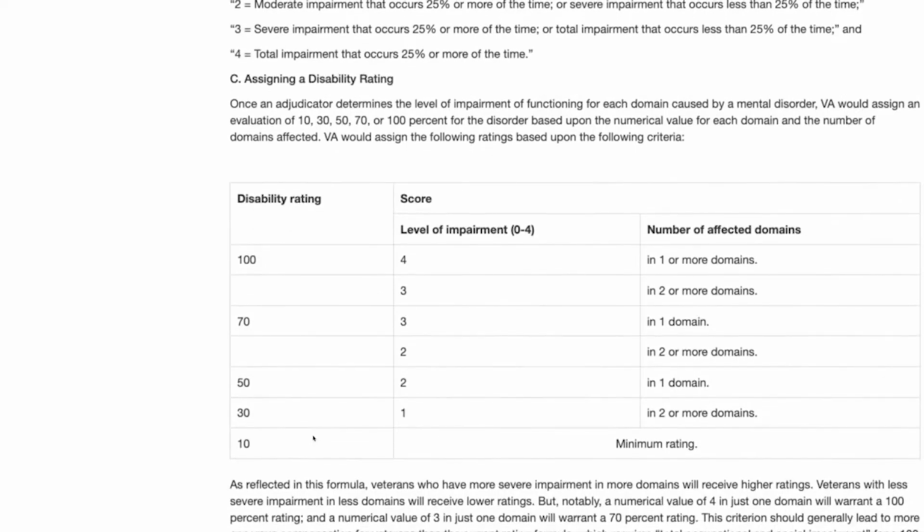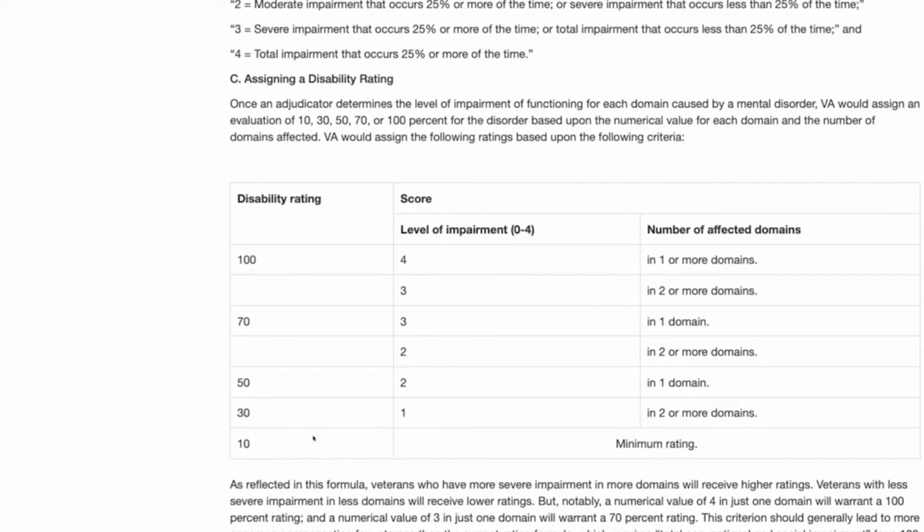A none would be no difficulties associated with a particular domain. Mild, which is slight difficulties in one or more aspects of the domain that do not interfere with tasks, activities, or relationships. So, just to cut you off here, I'm just kind of going from the bottom up. So 0 means 0. 1 in one domain it says 10 minimum rating. What does that mean?